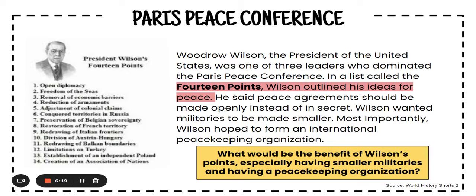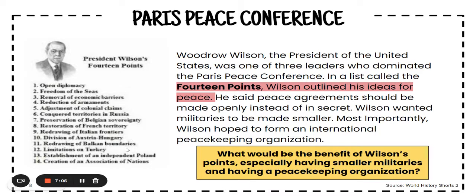So adjustment of like the places that people controlled and imperialism. Conquered territories in Russia. Preservation of Belgian sovereignty. So making sure that Belgian people can still vote and that it is still its own country. Restoration of French territory, so giving land back to France. Redrawing of Italian frontiers, so changing the borders of Italy. Division of Austria-Hungary, so remember the country that Franz Ferdinand was from, that was controlling parts of Serbia and other places. They wanted to divide that big country up.